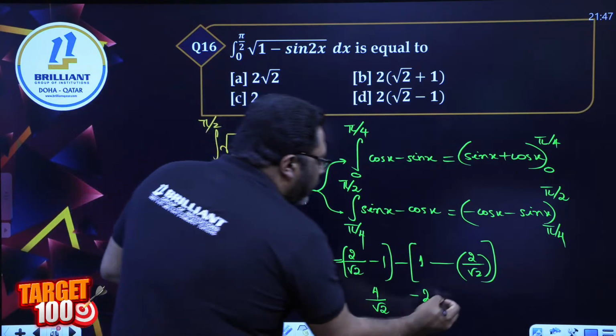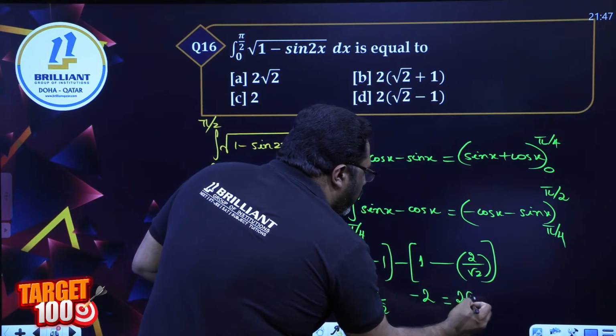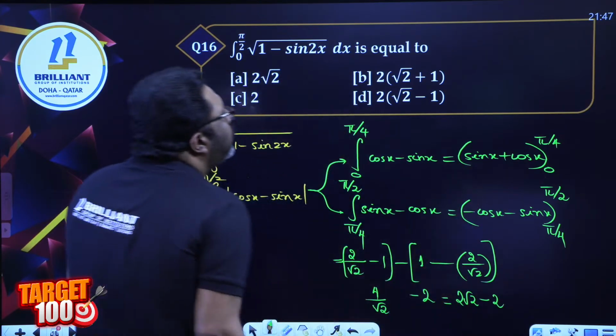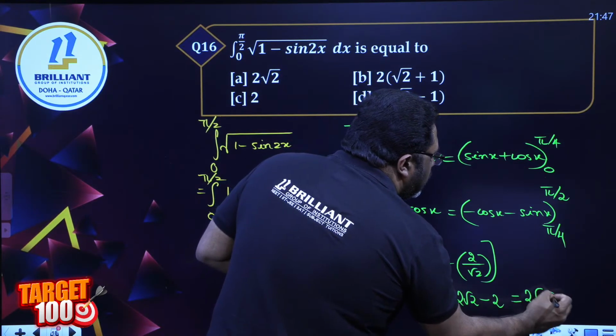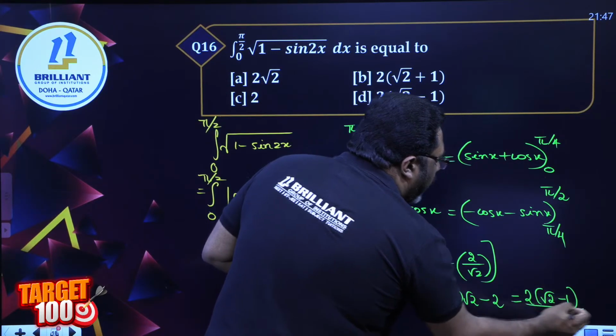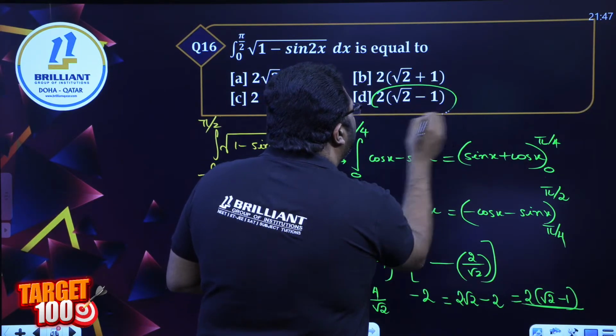Rationalize this, you'll get what? 2 root 2 minus 2. And if you take the 2 common out, 2 into root 2 minus 1.